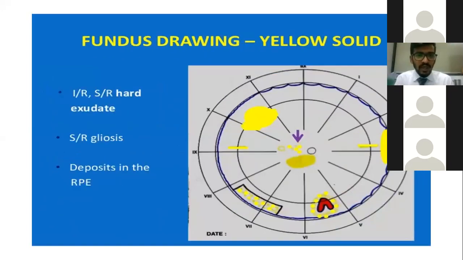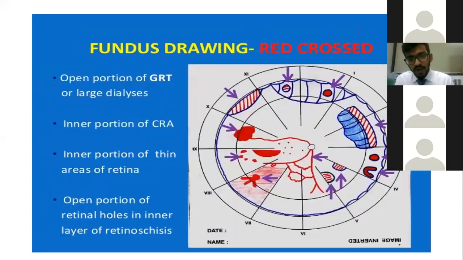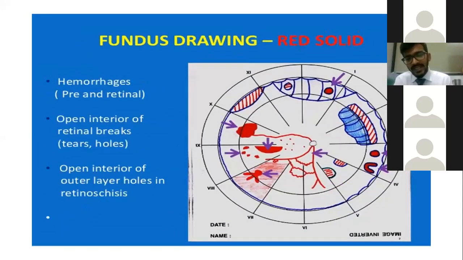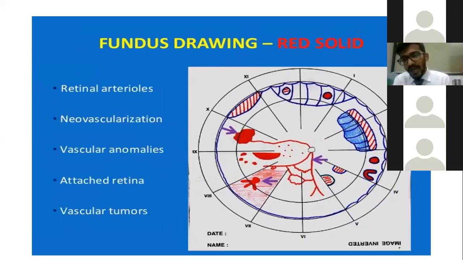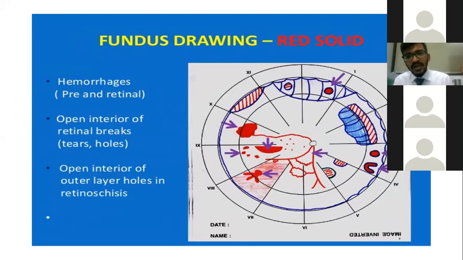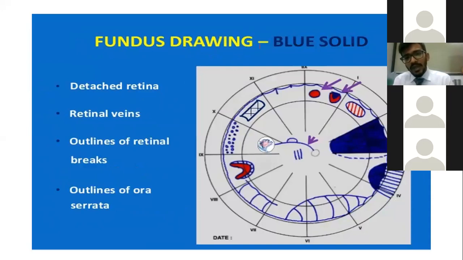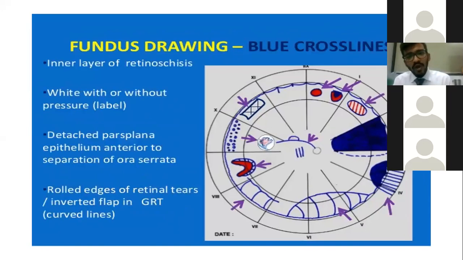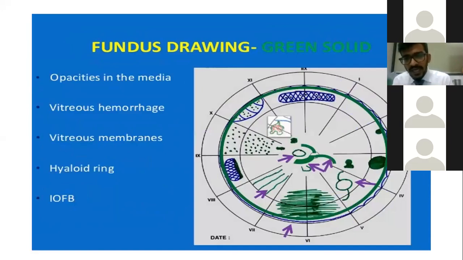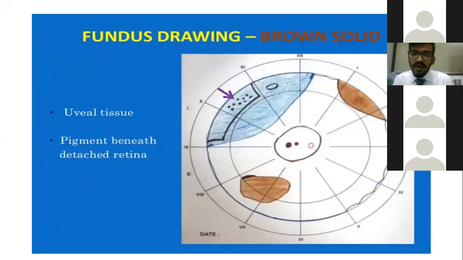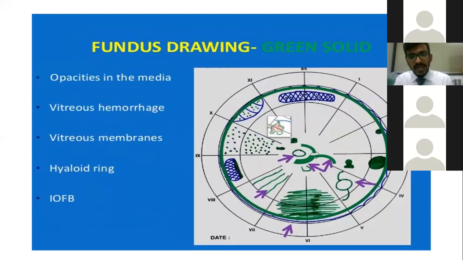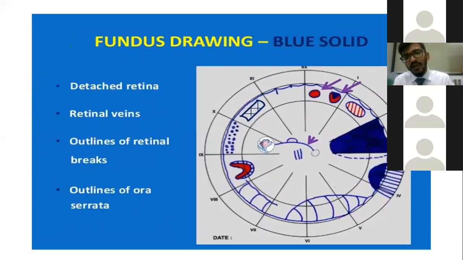So, moving on, just a quick revision: red is for arteries, red is for HSTs, red in the center for breaks, outlined with blue. When you have a hemorrhage, you draw with red. Blue is generally for a detached retina, the flap of the HST or a lattice. If you have anything in the vitreous, you go with green, and anything in the choroid, you have brown. So this is the general documentation of the fundus.